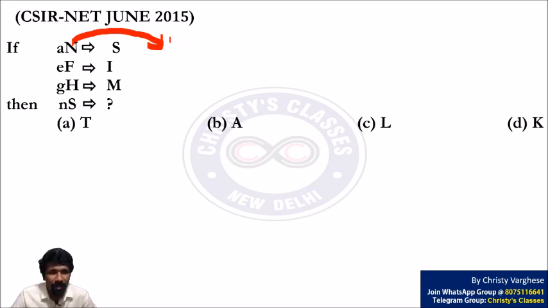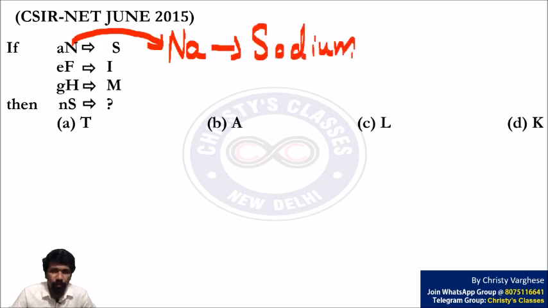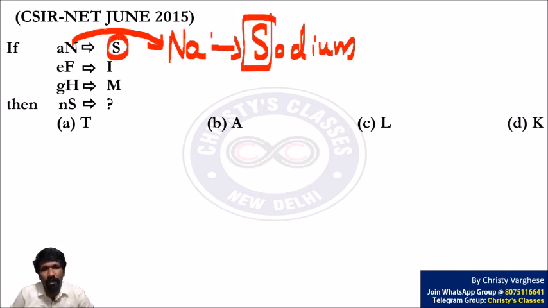But here you should understand AN, if you reverse you will get Na. What is Na? Na is sodium. What is the first letter of sodium? S, and that is what is written in the right hand side. When you reverse the left hand side, you will get a symbol that represents a metal or an element, we can say. That element's first letter is the answer.